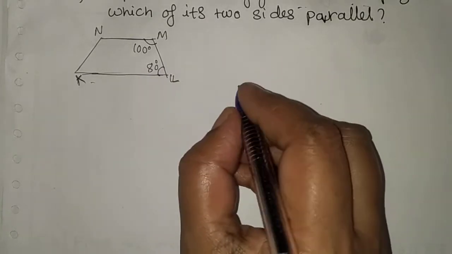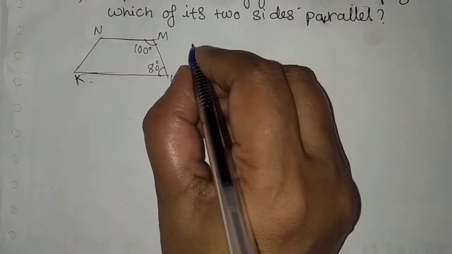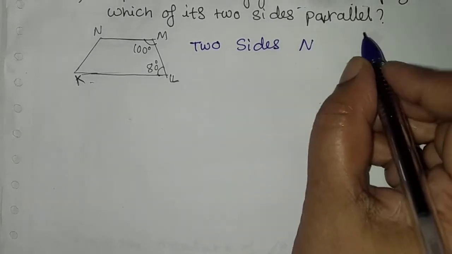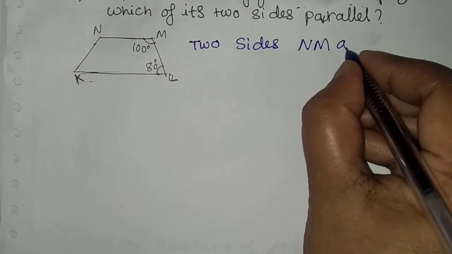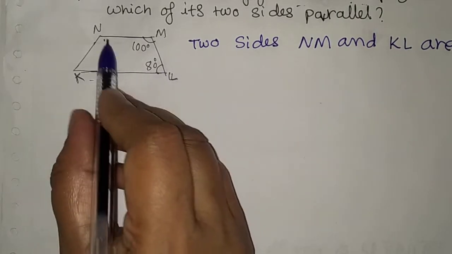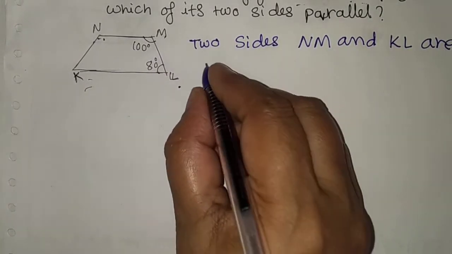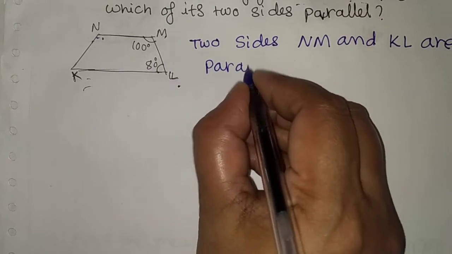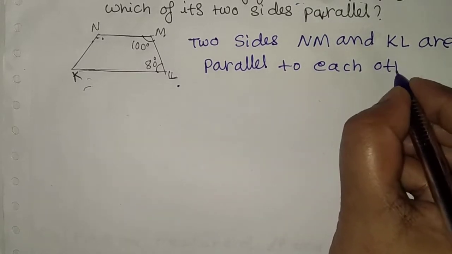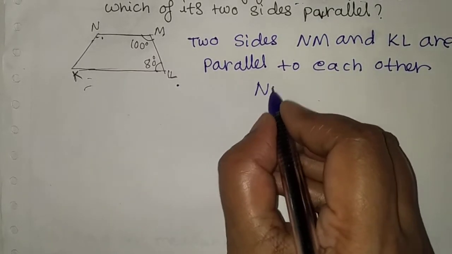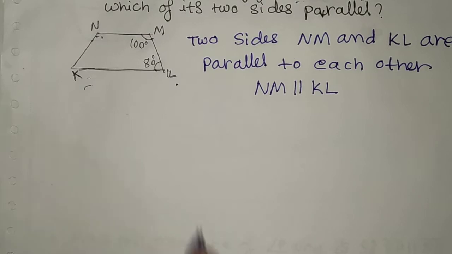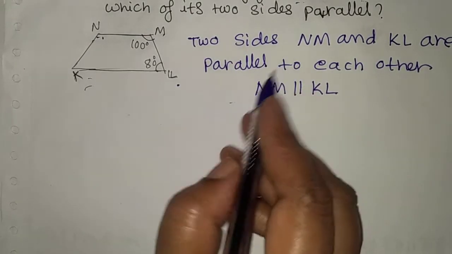So which sides are parallel? First we write down the two sides, that is NM and KL. These two sides, NM and KL, are parallel to each other. So we can write NM is parallel to KL. This is the first step of the solution I am writing.